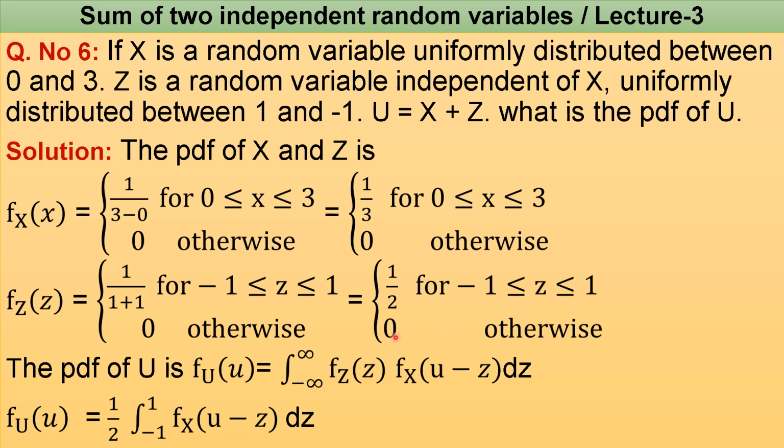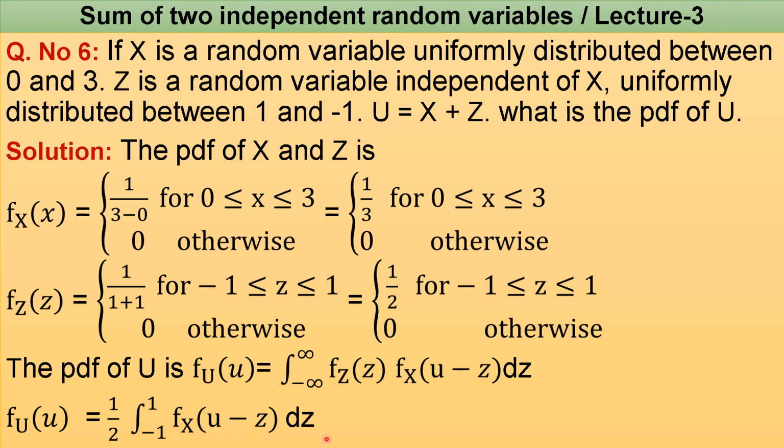So remaining will be integral from -1 to +1 of fz of z, which is a half, into fx of u minus z dz, and that half can be kept outside the integral sign. So fu of u will be equal to half into integral from -1 to +1 fx of u minus z dz. Now you need to find what is this fx of u minus z, then you can complete the integration part.